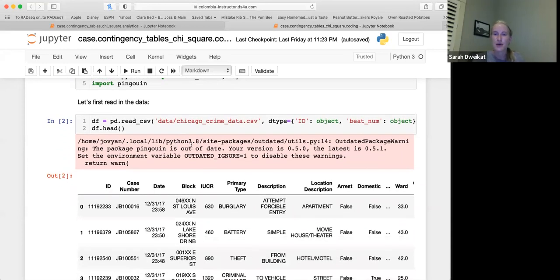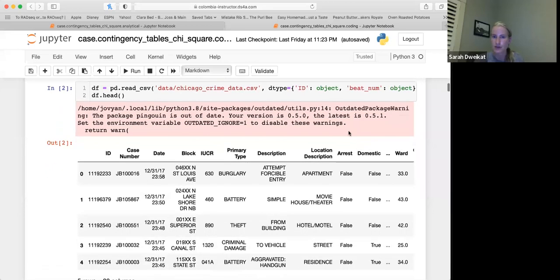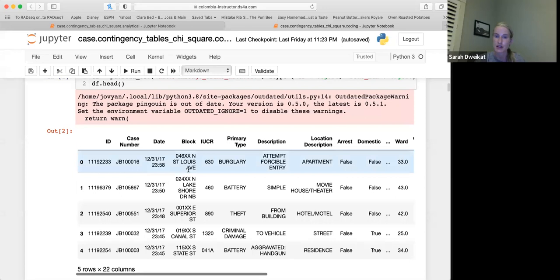Okay, so we can specify the data types. Here we don't want Python to think that this is a number. It's just an ID, so we want to tell it it's an object. That's handy. You can add that there to specify the type of data of a particular column.